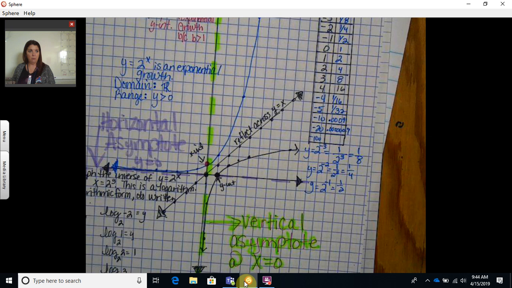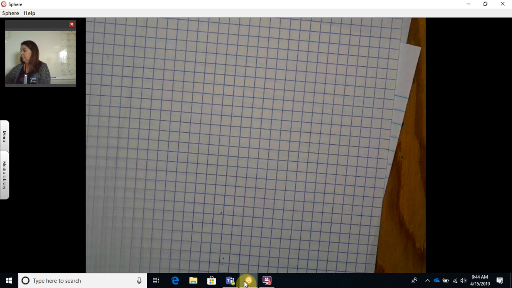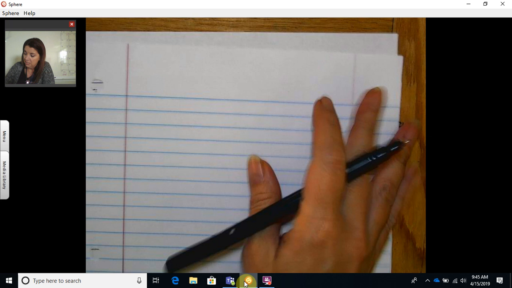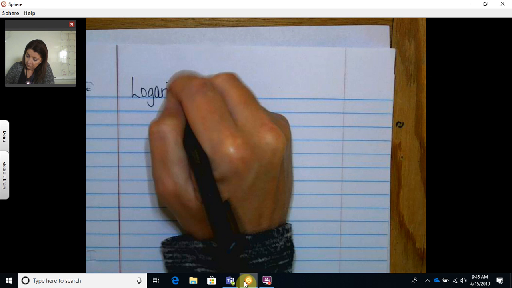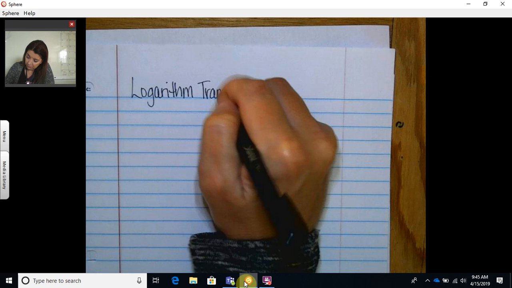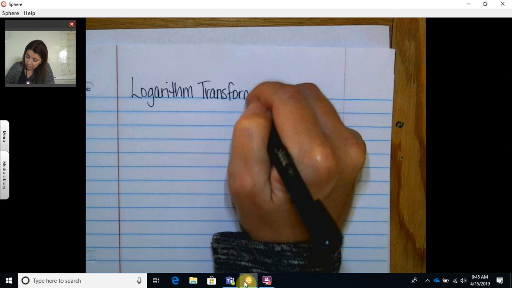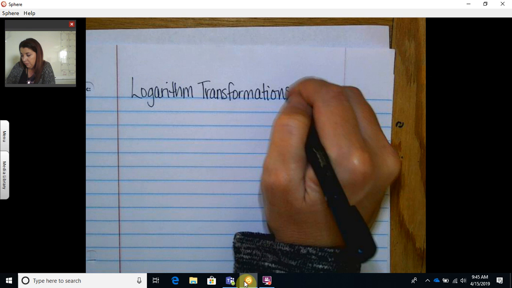All right, you don't need graph paper for this next page. You can write on graph paper if you want, but you don't need it. This is called logarithm transformations. Or you could do this on the back of your graph paper as well if you would prefer. It doesn't matter to me.